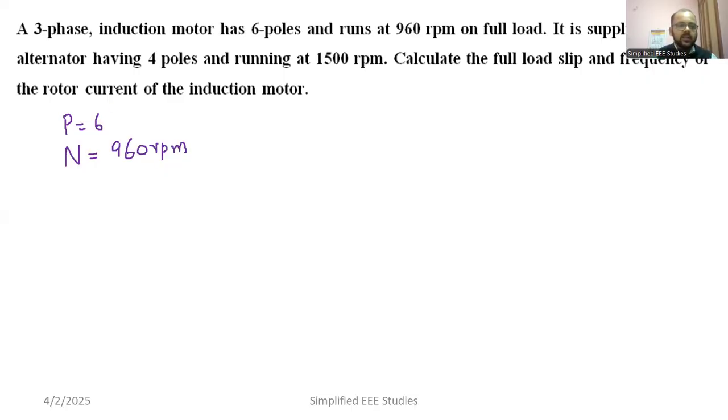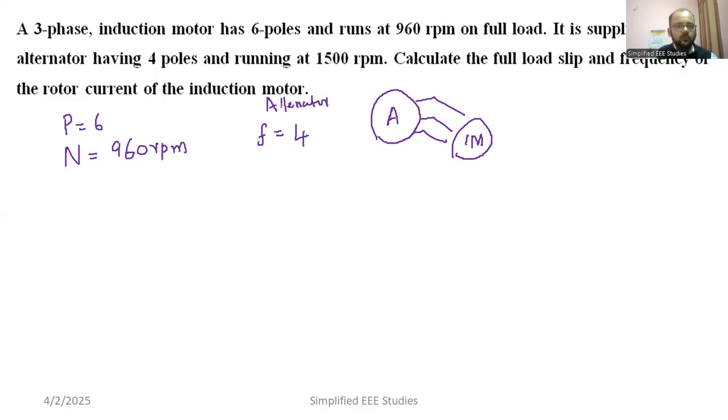It is supplied from an alternator. So we have an alternator, and the alternator is supplying the three-phase induction motor. I'll write it as IM, induction motor. The alternator has four poles and the speed of the alternator is 1500 RPM. The number of poles of an alternator is equal to 4. Speed is equal to 1500 RPM.